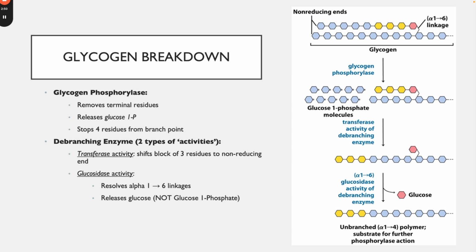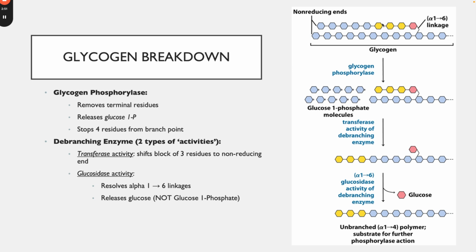So for the first part, the first enzyme that we're dealing with is glycogen phosphorylase. It removes the terminal residues and releases glucose 1-phosphate. It releases it from, if I'm not mistaken, the non-reducing ends. So it takes them from that end and forms glucose 1-phosphate. And then it just has to undergo the mutase enzyme to form glucose 6-phosphate. And then it can be converted into glucose via glucose 6-phosphatase. And one important thing to note about glycogen phosphorylase is that it stops 4 residues from the branch point.